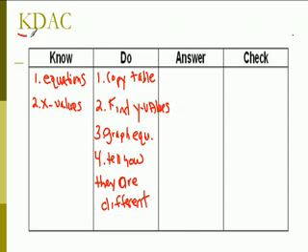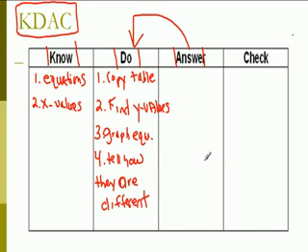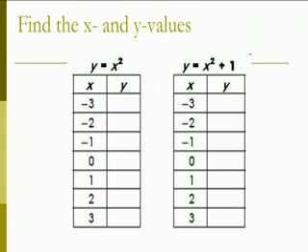Now, you can use KDAC if you want. Do you have to write it in this table? No, but you really do need to go through what you know, what you need to do, and then answer, and make sure your answers are everything that you need to do. You don't have to do it in this particular table, but as long as you do those steps, it would be very helpful. So we're going to answer this. So that's the next part we're going to do, is we're going to answer.